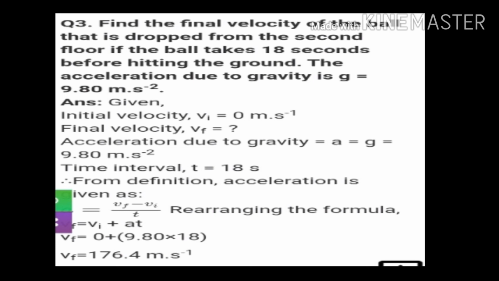From the definition, we put the acceleration formula here, Vf minus Vi upon t. Now rearranging the formula, Vf is equal to Vi plus at. Vf is equal to Vi, which is given 0, and acceleration is 9.80 and our time which is 18 seconds. Now we find here final velocity which is 176.4 meter per second. So this is our final velocity of the ball that is dropped from the second floor. So these are the examples on acceleration.